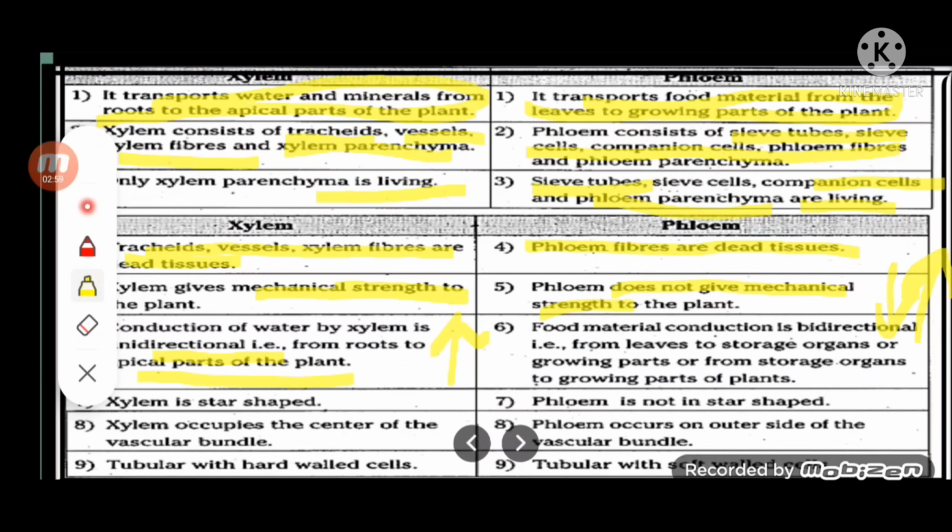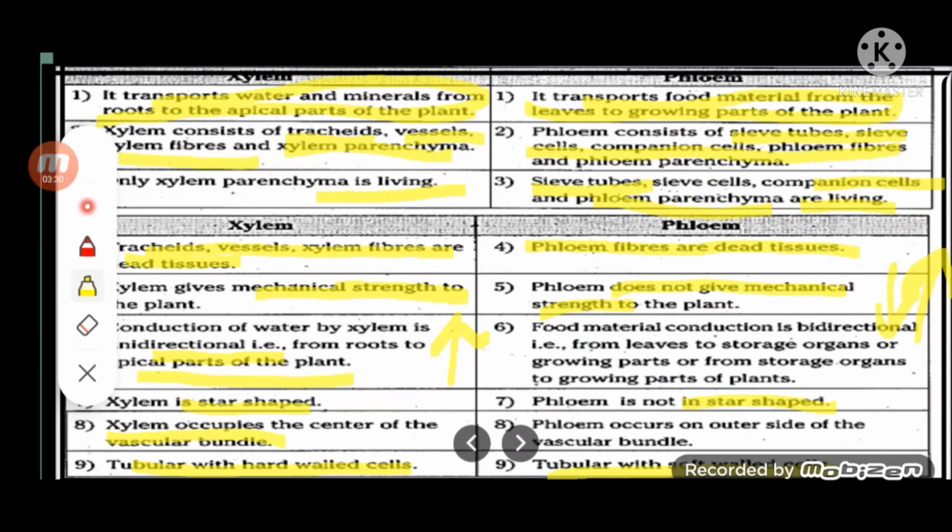Now xylem is star shaped, a new difference about the shape, and phloem is not star shaped. Xylem occupies the center of the vascular bundles, as we just saw, and phloem occurs on the outer side of the vascular bundle. Xylem is tubular with hard walled cells, as we have discussed, and phloem is tubular with soft walled cells. Yes, their cells are not that hard.